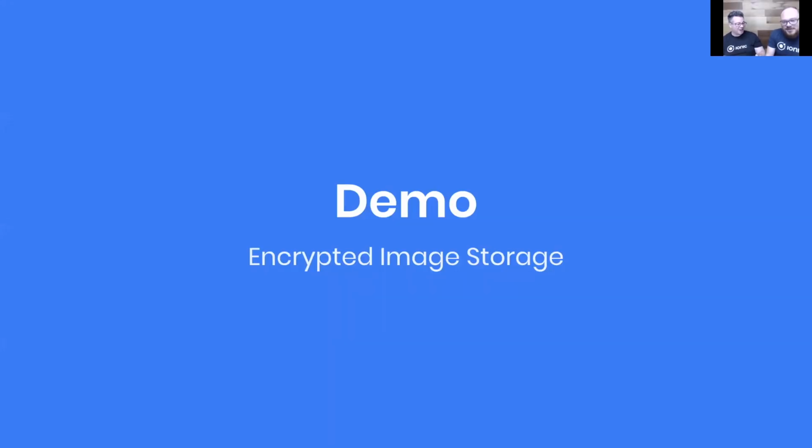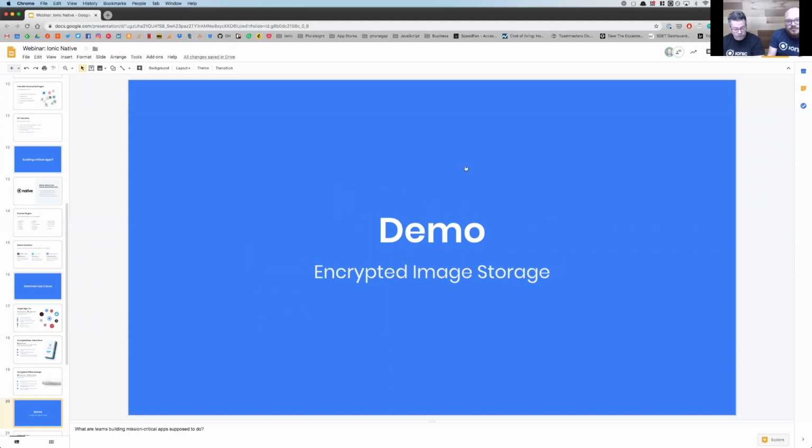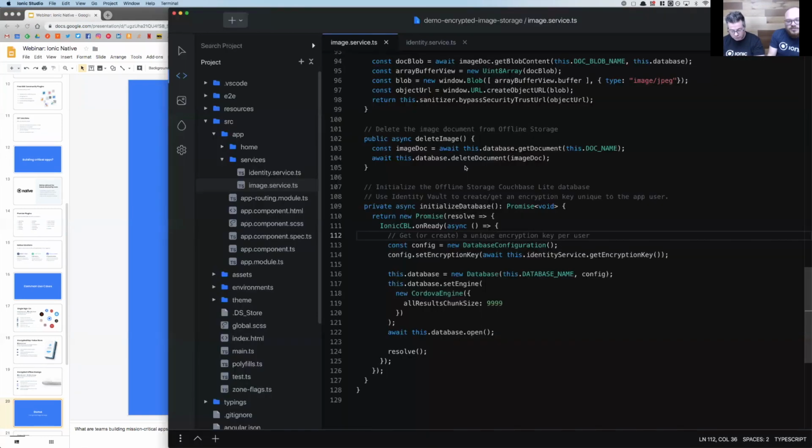All right. So we've been talking a lot about these solutions. Let's actually see some of this in action. Let's dig into some code and a real use case, okay? What I'm going to show off today is combining a bunch of our solutions, Identity Vault and offline storage and our camera Premiere plugin to build an encrypted image storage app in really just a handful of lines of code. So let me escape out of here and switch over to Ionic Studio.